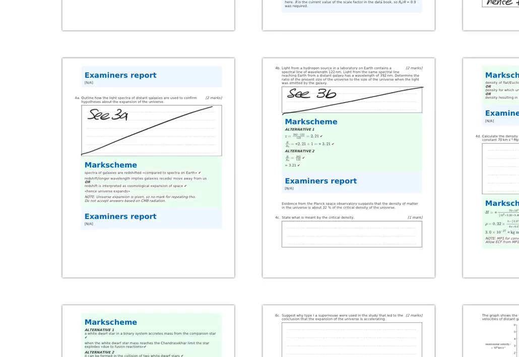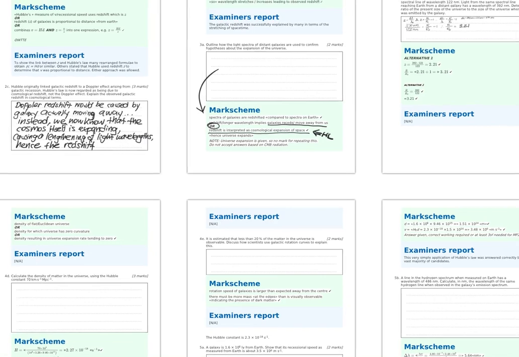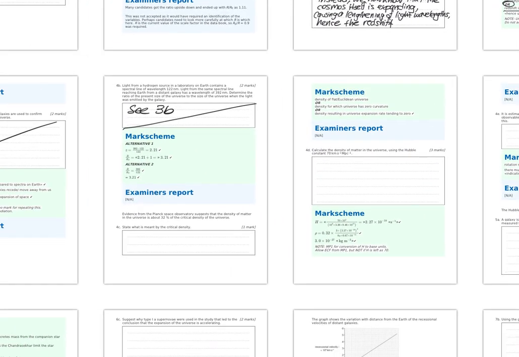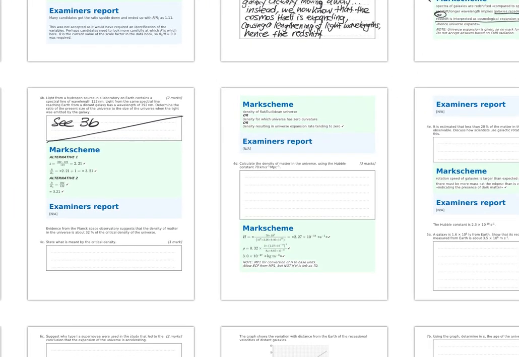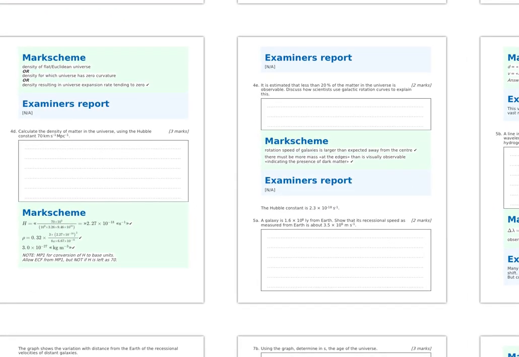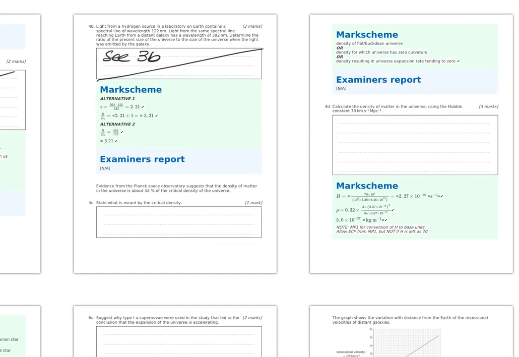So number 4, the first 2 parts are identical to 3A and 3B. But 4C, let's see. Yeah, that's interesting. 3C is different than 4C. 4C gets into critical density. And actually, the remainder, 4C, 4D, and 4E, are D5 questions, not D3 questions. I want to focus on D3 here, so I'm eliminating those as well.